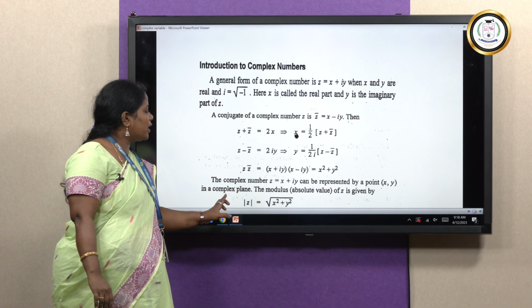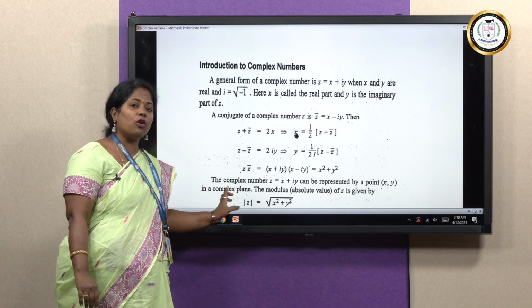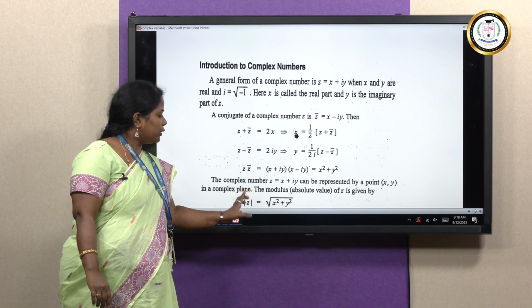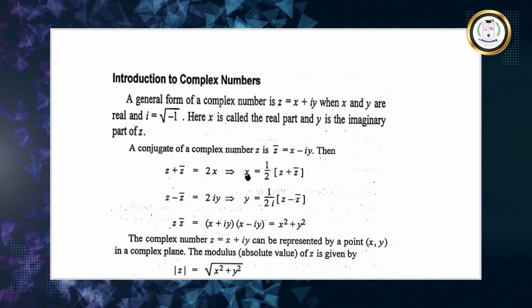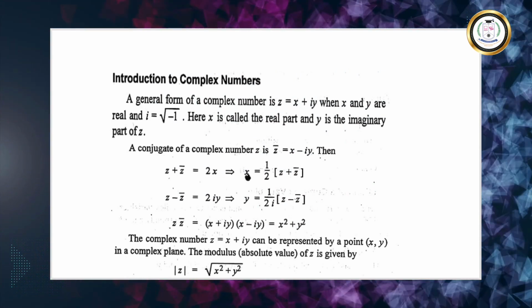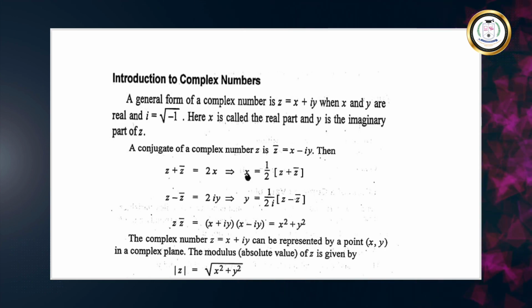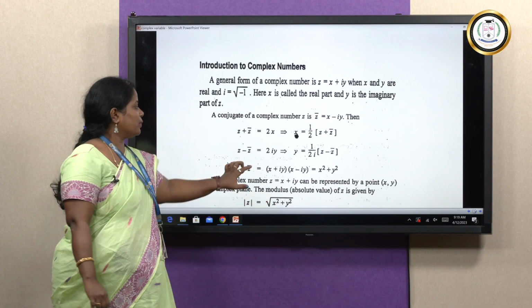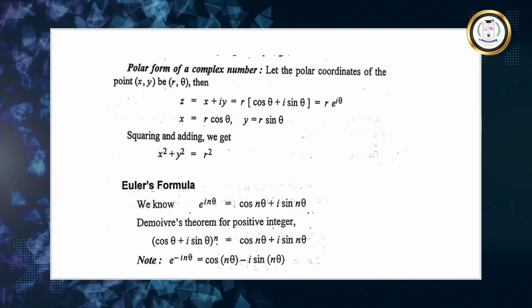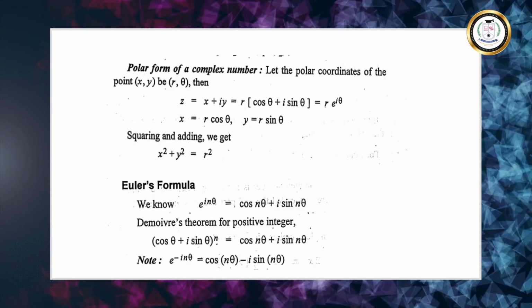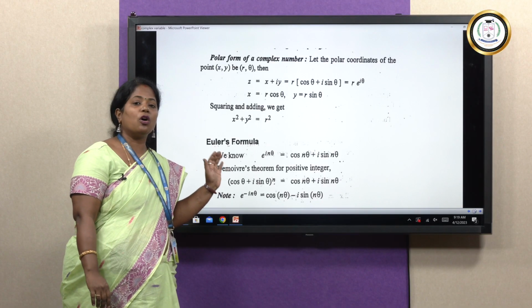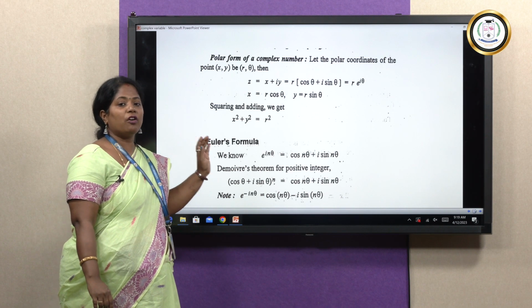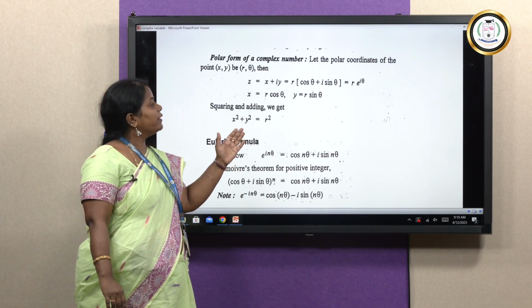Then if we take the modulus of any complex number, that is modulus of z, we will get root of real part square plus imaginary part square. In other words, it is equal to root of x square plus y square. Now the polar form. What we have seen is the Cartesian form of a complex number or a complex variable. Now we are going to see the polar form of a complex variable.